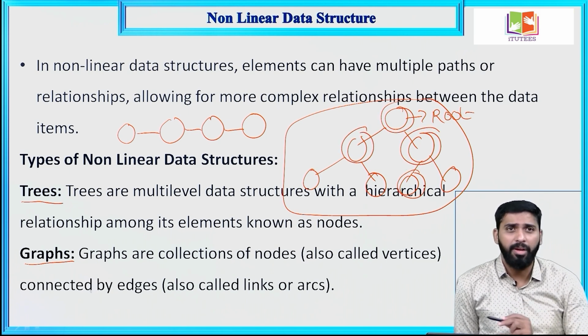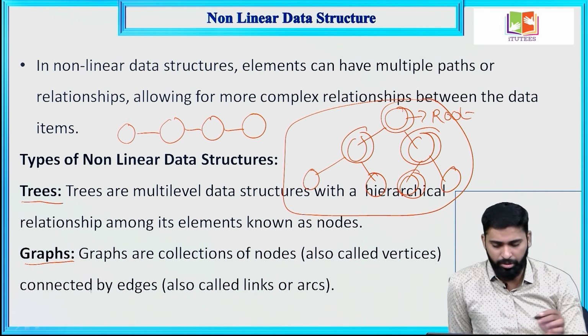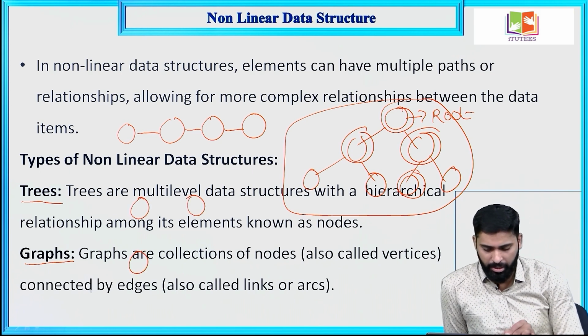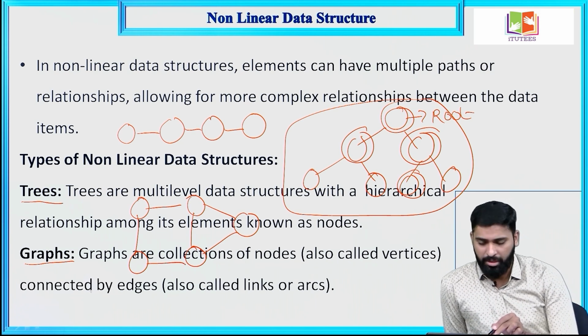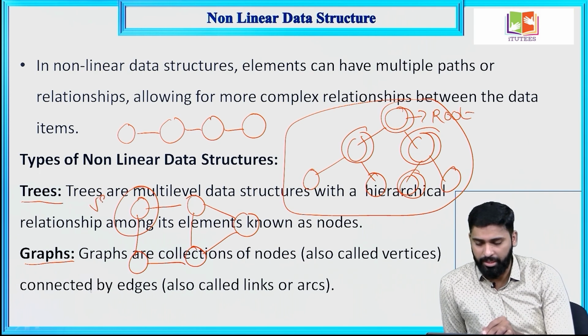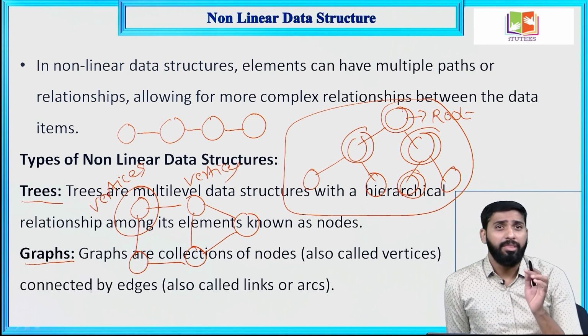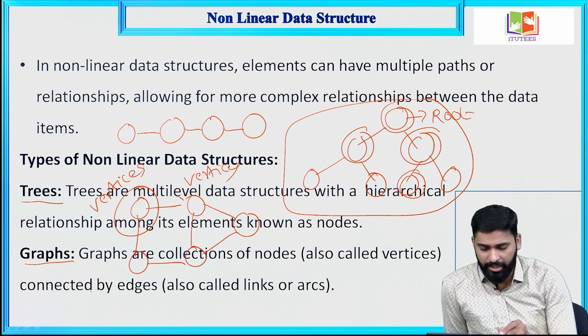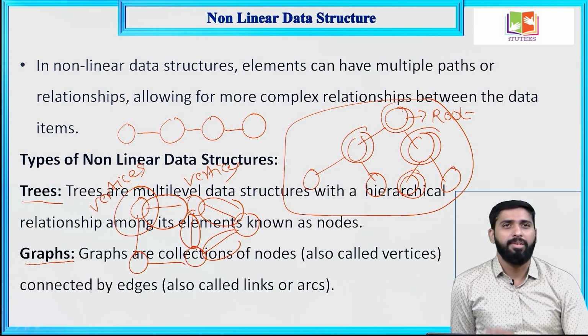Okay. Next, another non-linear data structure is graph. So graphs are a collection of nodes, also called vertices, connected by edges. Now let us assume these are the different nodes. Let us assume these are different cities. Now, these cities are connected. So all these are called vertices. Now, these vertices are connected by edges. So these are the edges. These lines are edges connecting the nodes. Okay. So this is the graph.